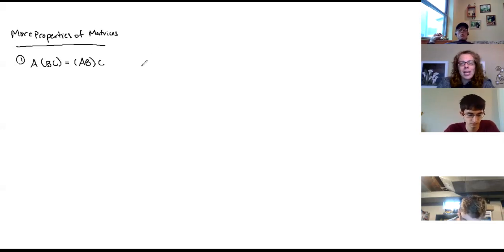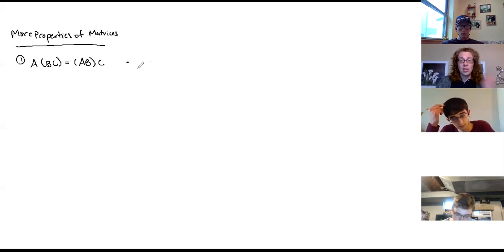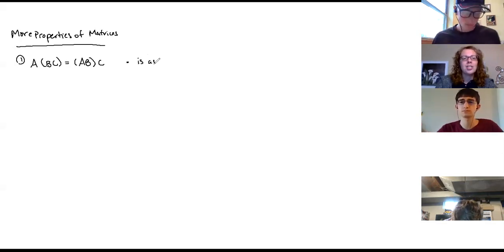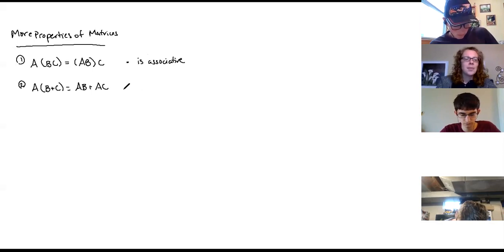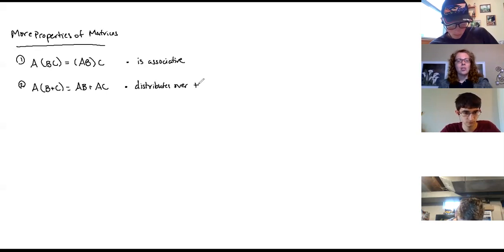Here's the problem. I don't have separate symbols for matrix multiplication and scalar multiplication, so we're just going to assume we know which one we're doing. Even though I have a dot that I used before, I'm assuming we know this is matrix multiplication. Matrix multiplication is associative. And then I can also do A times (B plus C) equals A times B plus A times C. So matrix multiplication distributes over matrix addition.